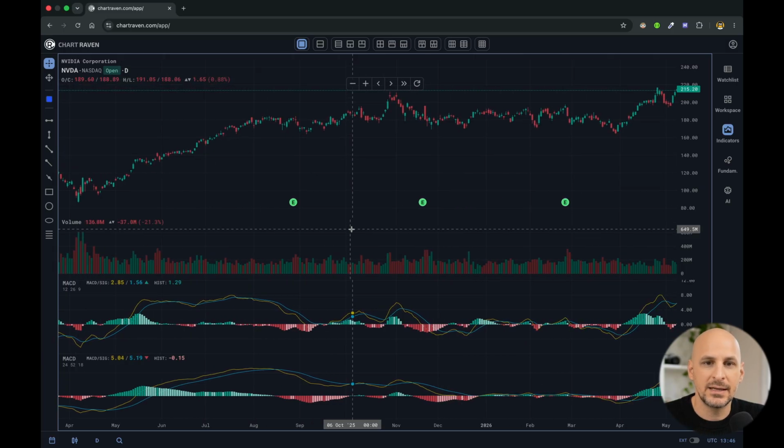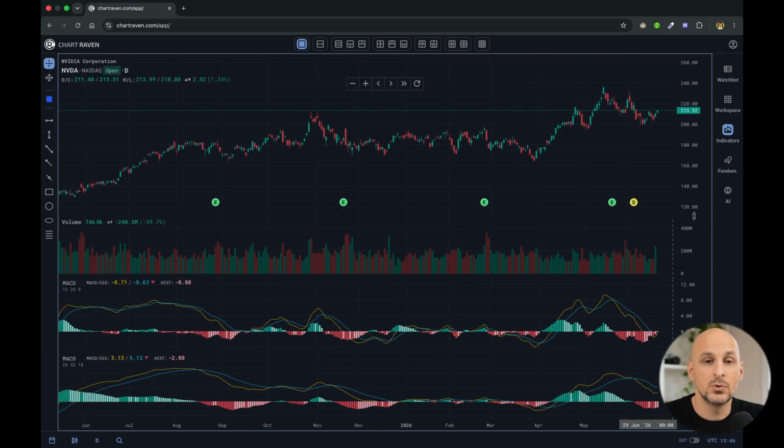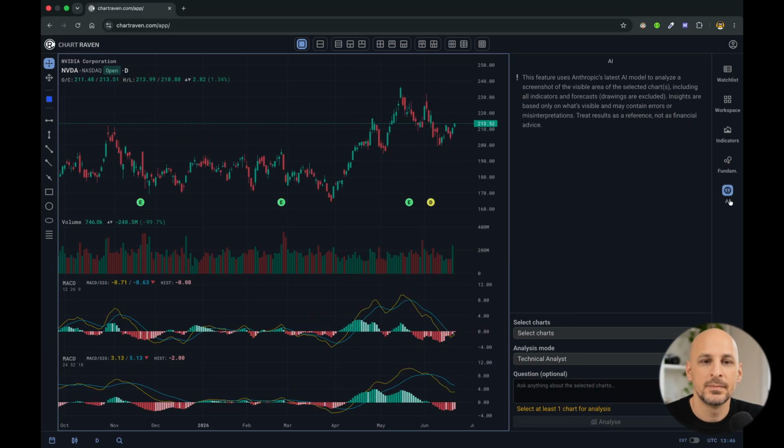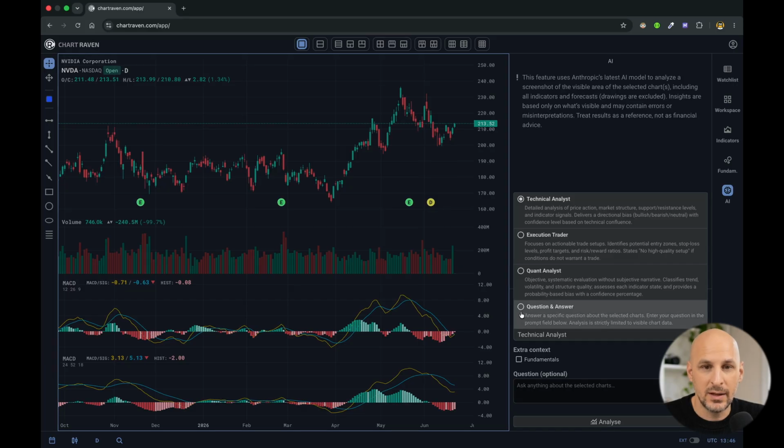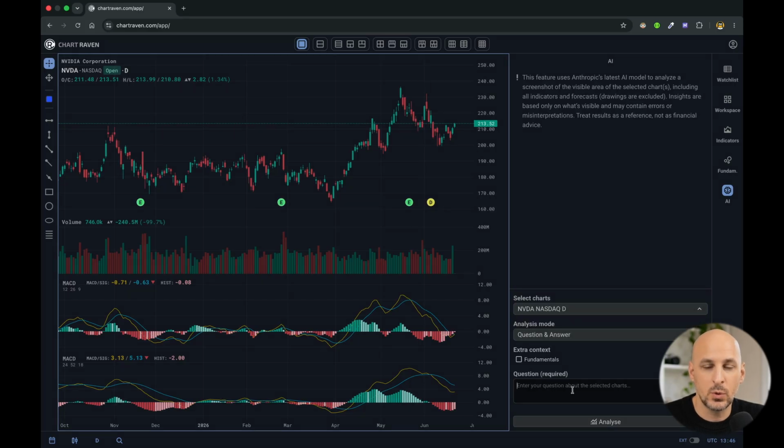Now, with both MACD indicators placed on the chart, let's do a quick AI analysis. In this case, I just want a quick Q&A response, hence I pick Q&A mode in the UI. The other analysis modes will provide a deeper and more general analysis of the chart, but in this case, I'm only specifically interested in the MACD indicator analysis. Okay, let's look at the response.